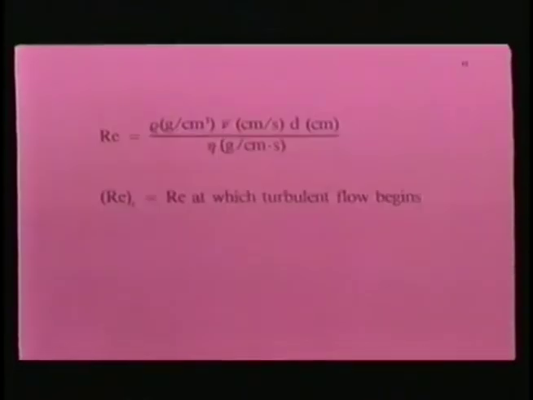42. The Reynolds number is dimensionless. It is the ratio of the product of fluid density in grams per centimeter cubed, mean linear velocity in centimeters per second, and tube diameter in centimeters to the viscosity of the fluid in poise, or grams per centimeter second. The critical Reynolds number is the Reynolds number at which turbulent flow begins.